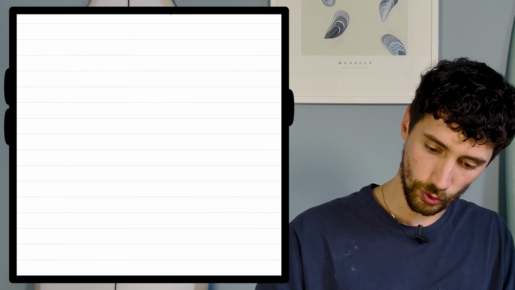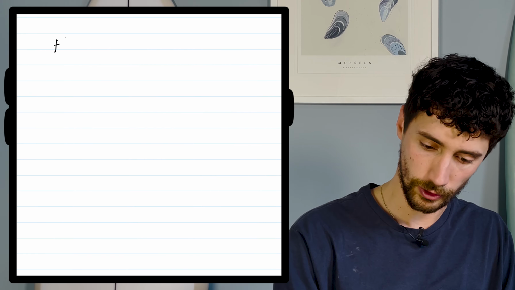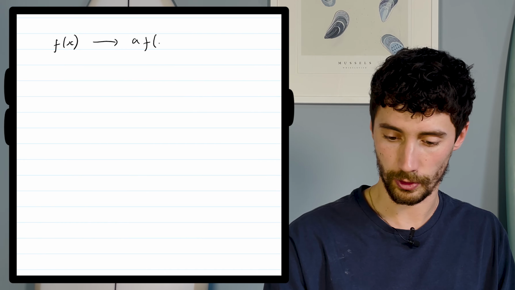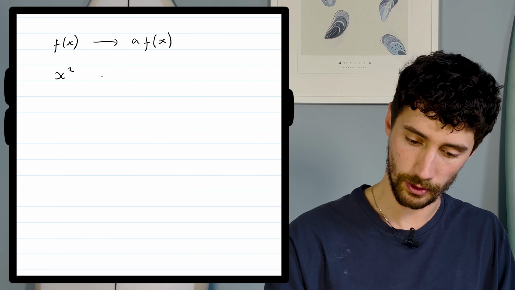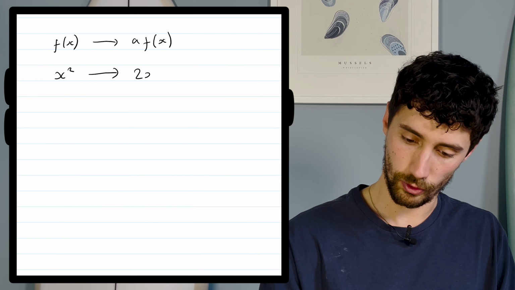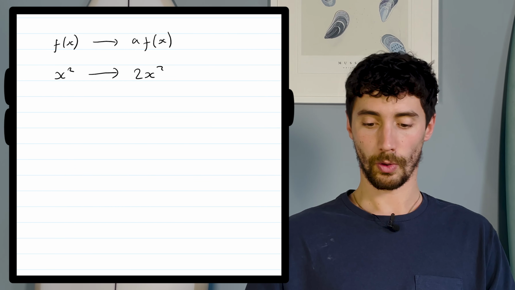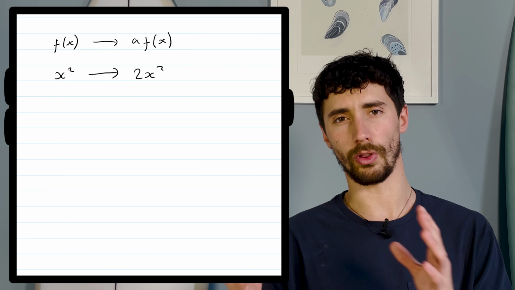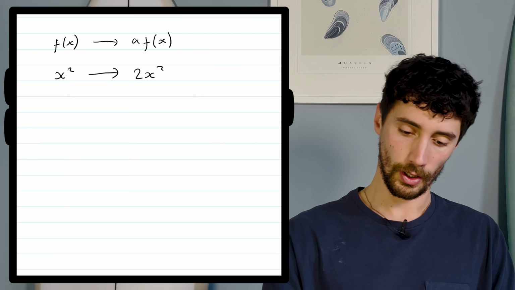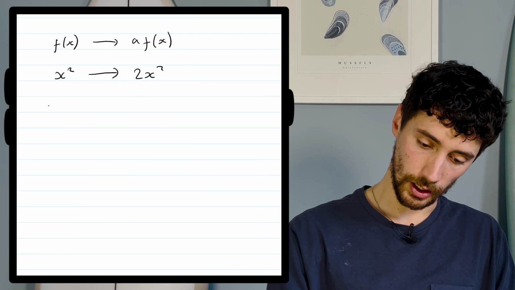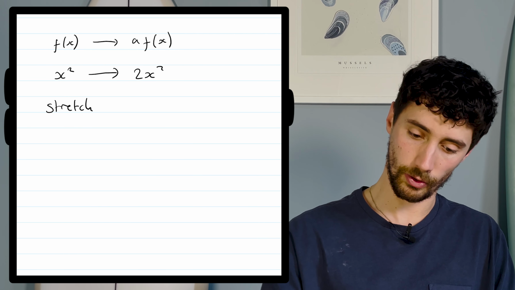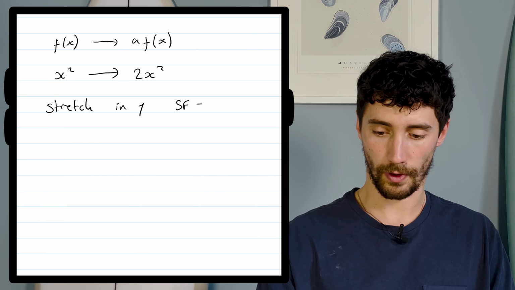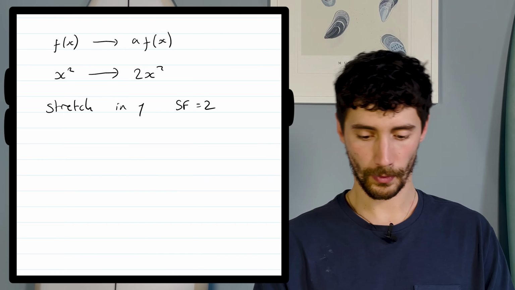If you were to multiply, so say you had a function, and you were to multiply your function by some constant, for example, x squared goes to 2x squared, you are stretching it in the y direction. We are doing something to the function, the output value. So say I multiplied x squared by 2, that is in the y direction with a scale factor 2.